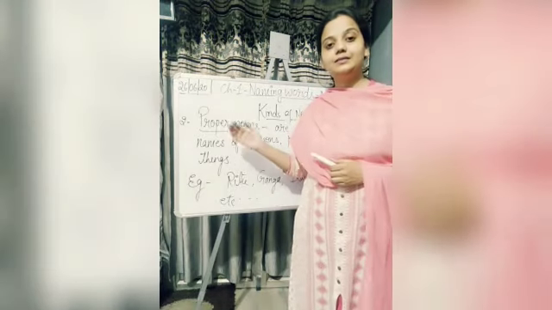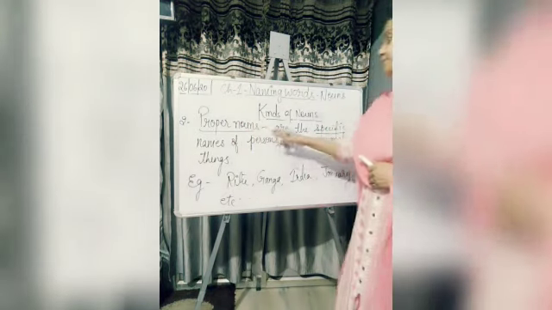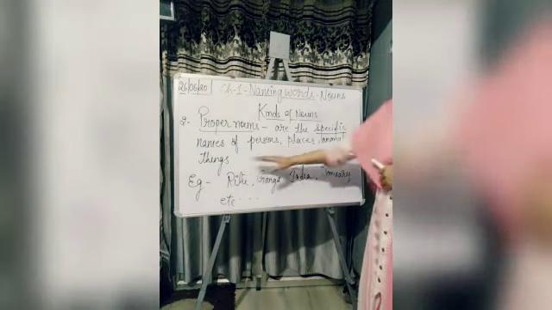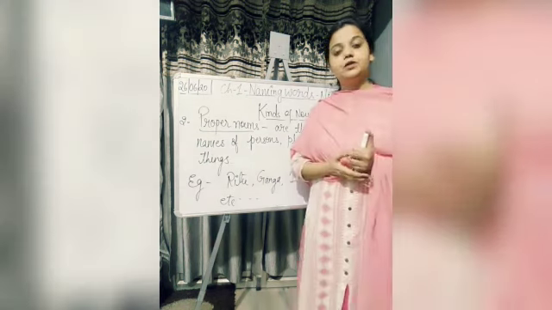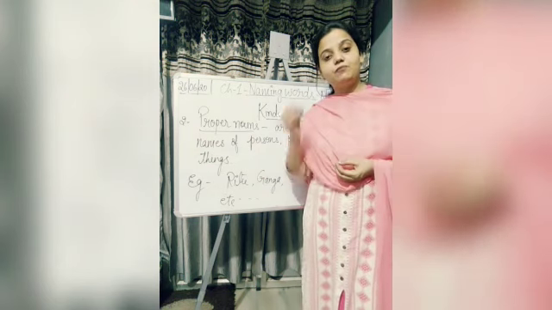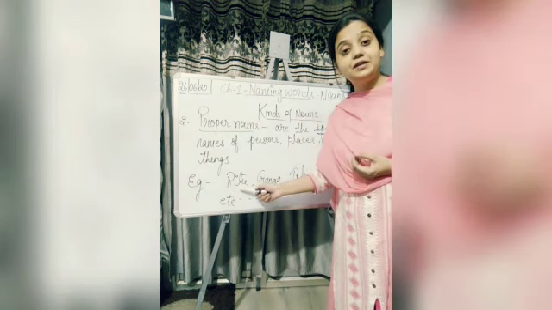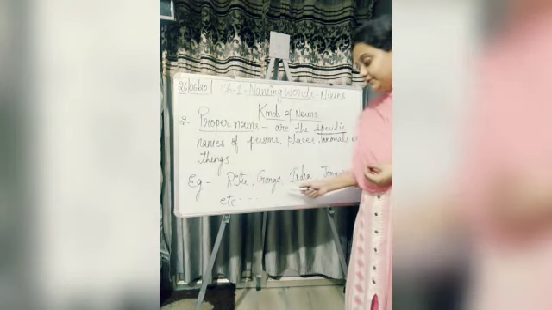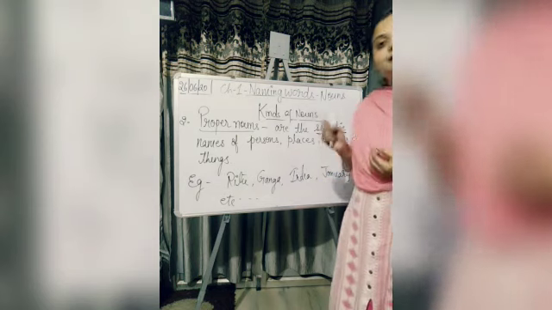Now let's understand the second kind of noun, that is proper noun. So what it says, proper nouns are the specific names of person, place, animals or things. Over here it is written specific, means a particular. So a proper noun is a particular name of a person, place, animal or thing. For example, Ritu is a name of a person, name of a girl. Ganga is a name of a river. India is a name of a country. And January, it's a month.